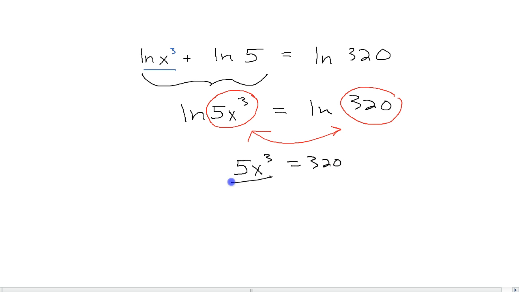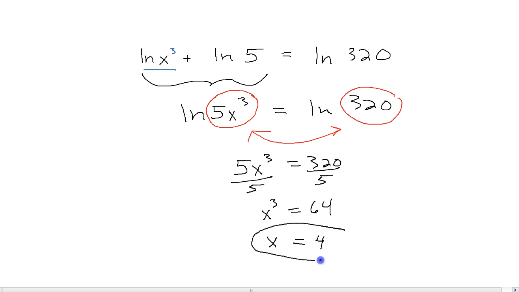So to finish the problem, let's just divide by 5, and I get x cubed equals 64, and the number that I would cube to get 64, in other words, the cube root of 64, is 4, because 4 times 4 is 16, times 4 again is 64. So the solution would be x equals 4.